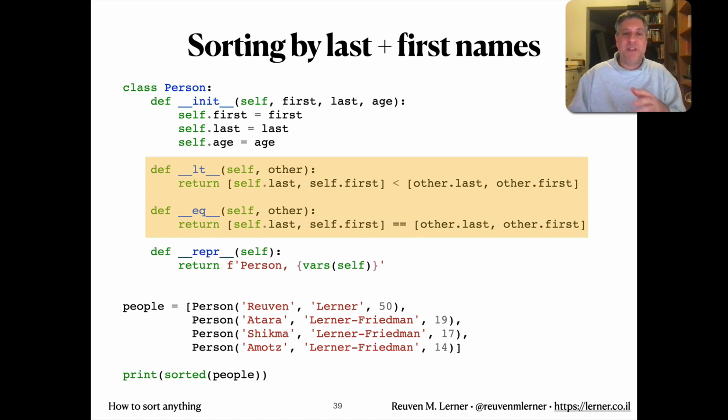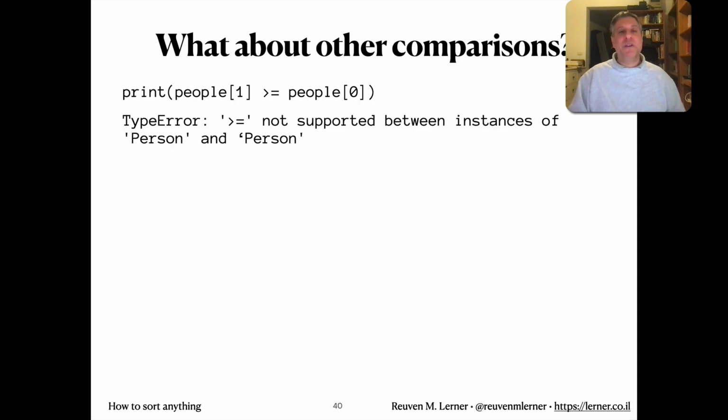Everyone's always trying to compare themselves to other people. Now we've implemented such self-doubt in code. Well, what about other comparisons? Like here, I want to say, is person 1 greater than or equal to person 2? And here Python's going to say, you can't do that. We don't know how to do that. We know less than and we know equal equal.